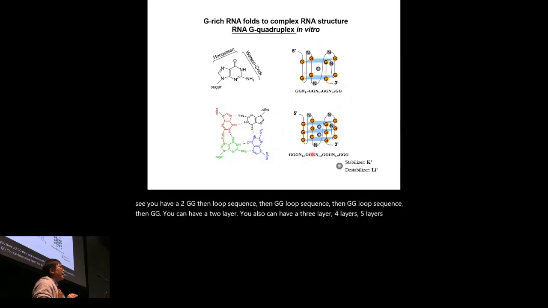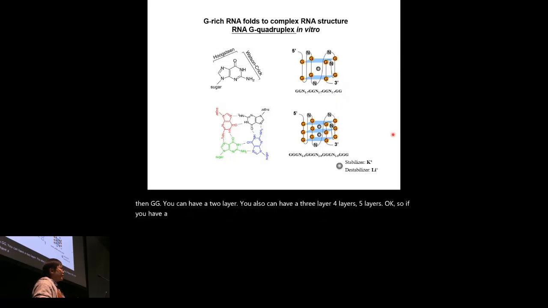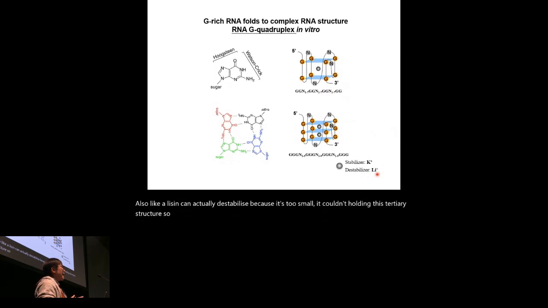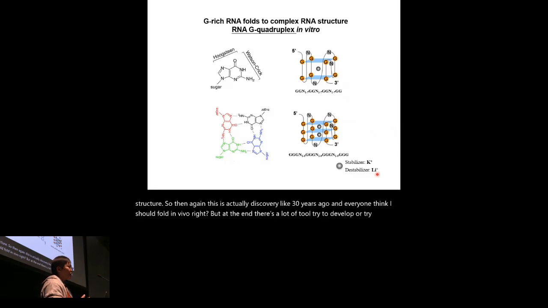If you have potassium, and sometimes sodium, these ions can stabilize this kind of structure and make it more stable. Lithium, on the other hand, can destabilize it, because it's too small to hold this tertiary structure. This was actually discovered about 30 years ago, and everyone thinks it should fold in vivo, right? But a lot of tools were developed to try to understand whether or not it folds. Of course, even with a lot of effort, we still don't know whether or not it folds.